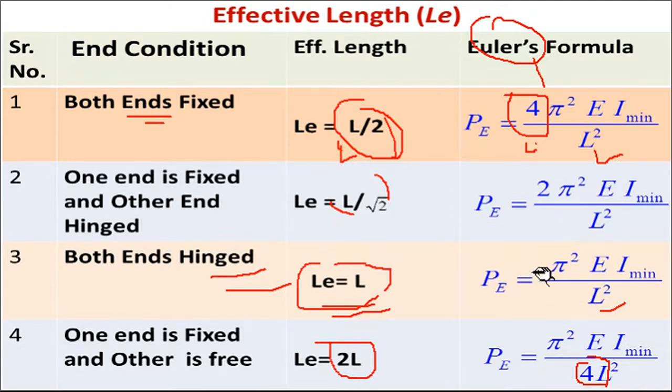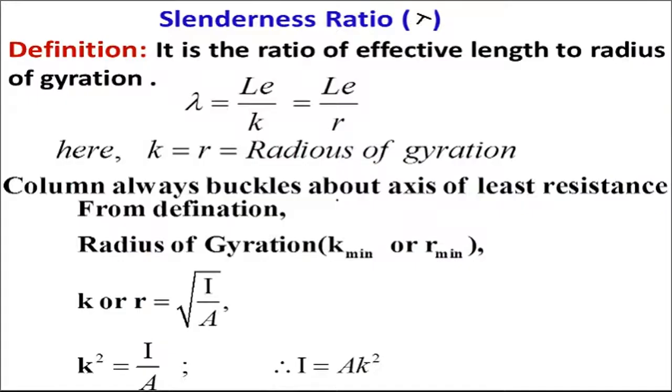Means that is how Euler's formula changes as the effective length changes. So no need to mug up all these equations. You should only know this Euler's formula, and here there is L_e. You just change this L_e according to the end condition. L_e is the effective length.